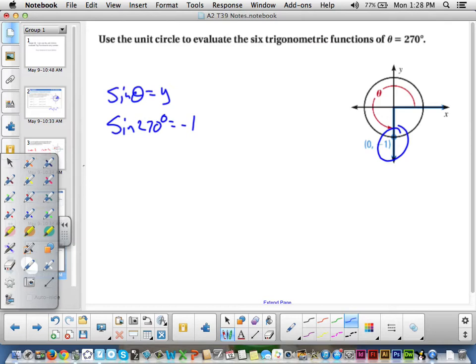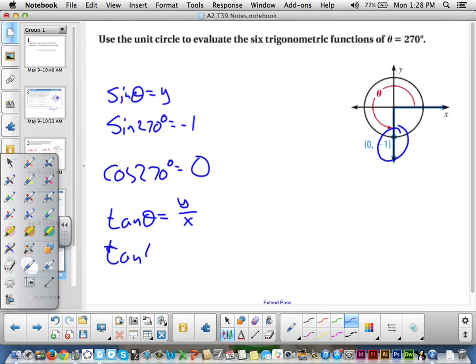Cosine is adjacent. It ends up being x over r. In this case, x is 0. The cosine of 270 degrees is 0. Then tangent, the opposite over adjacent, y over x. The tangent of 270 degrees, the y value over the x value, you can't divide by 0. So the tangent of 270 degrees is undefined.